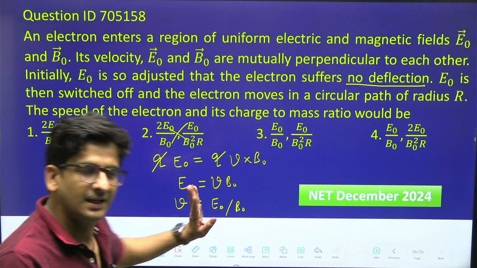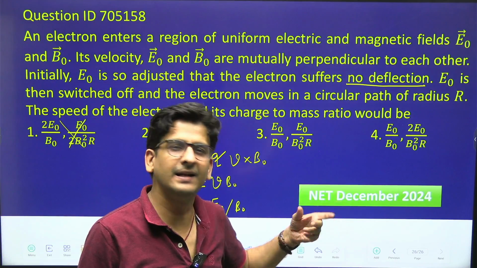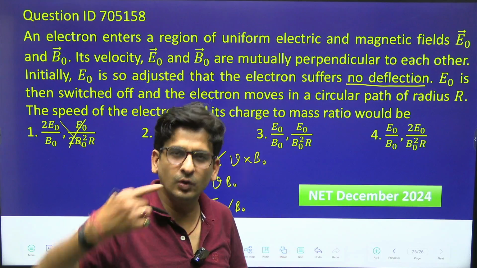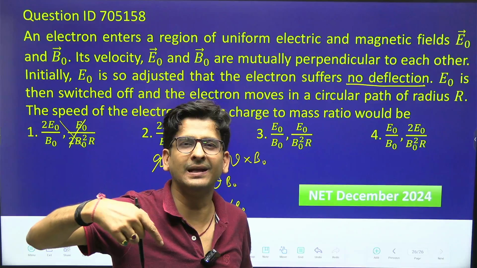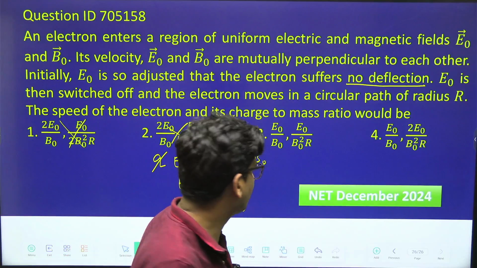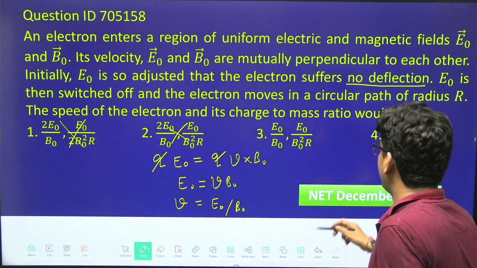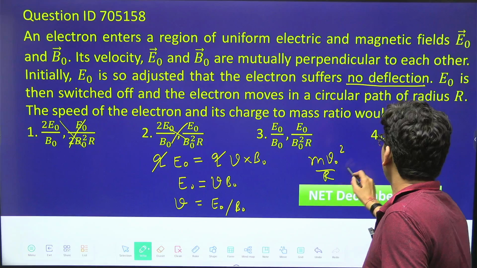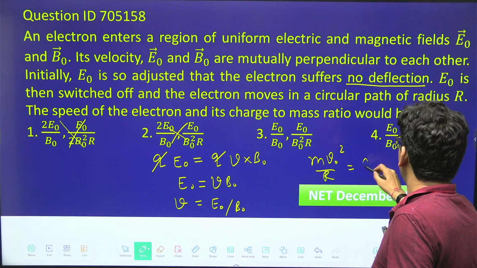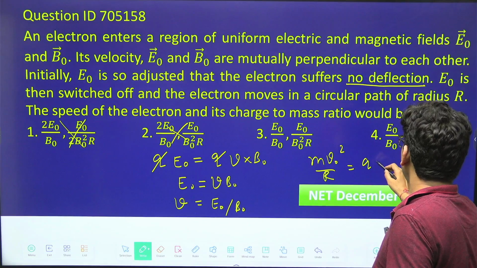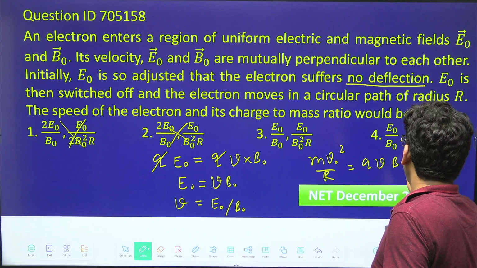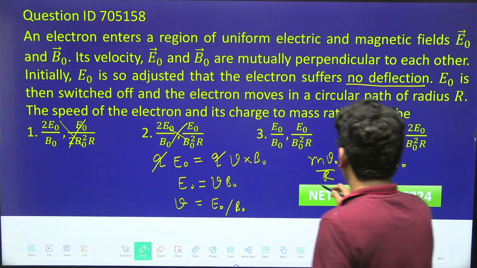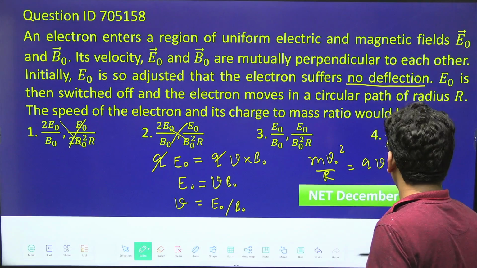After this, the velocity v is gained and then the electric field is switched off. So in the presence of the perpendicular magnetic field, the charge will take a circular path. So its centripetal force m v naught square by r will be given by this magnetostatic force q v B naught. Okay. Now we have to calculate charge by mass ratio.